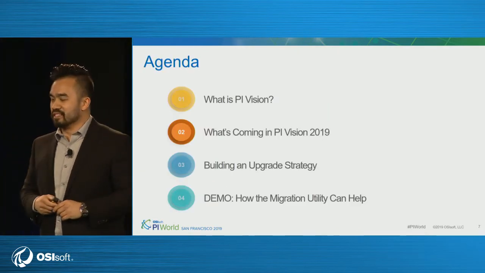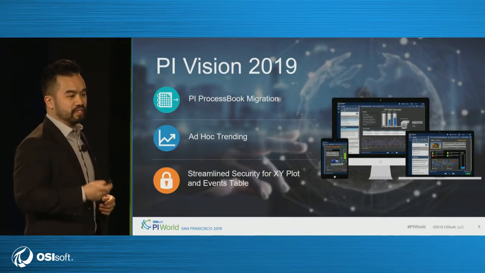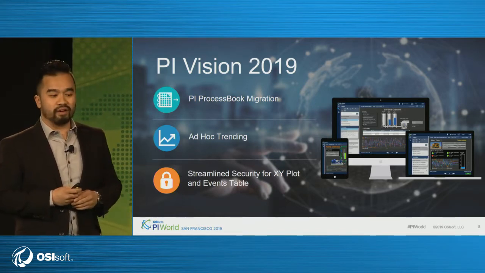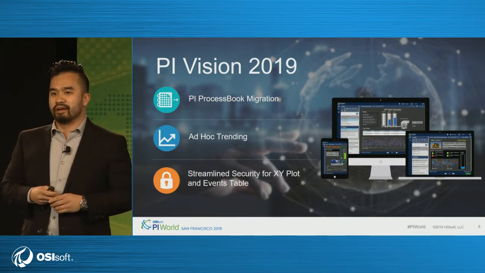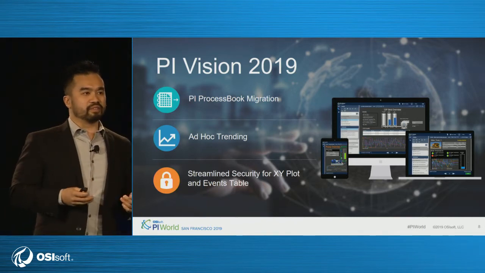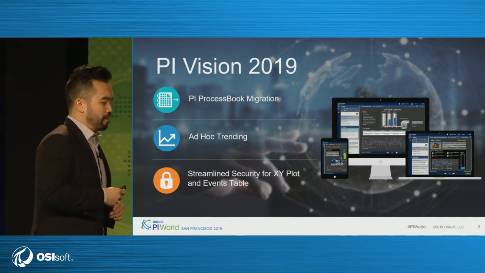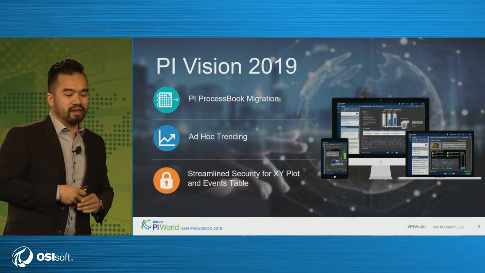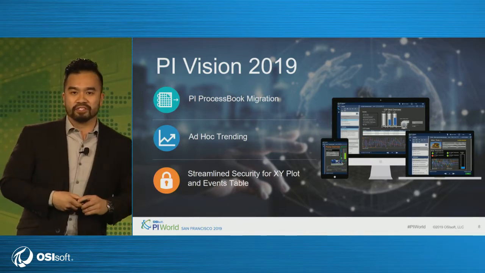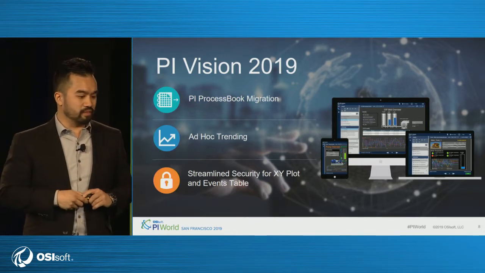So what's coming up with PI Vision 2019? Throughout the week, I'm sure you've heard that we're introducing a few things with PI Vision 2019. The main item around this talk is going to be PI ProcessBook Migration. We're providing you a path forward from PI ProcessBook. We understand that a lot of customers have invested a lot of time into ProcessBook, thousands of displays with a whole bunch of functionality there. And we're hoping that this tool can help accelerate your path over to PI Vision. So Ryan's going to be going over a demo of that later on. I'll leave that to Ryan.